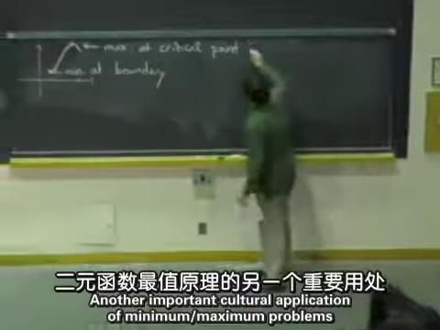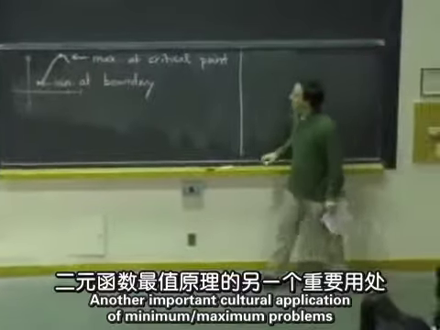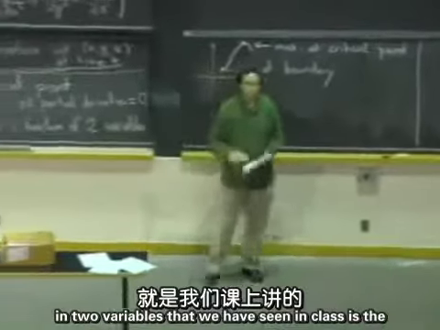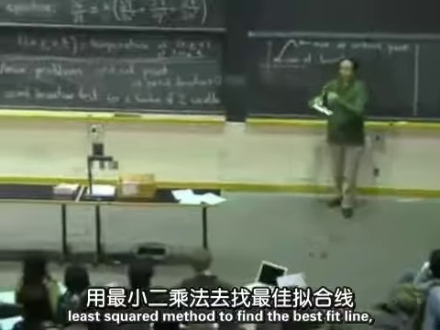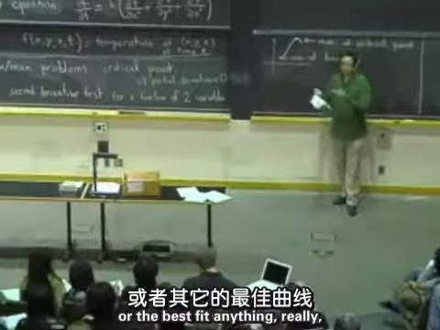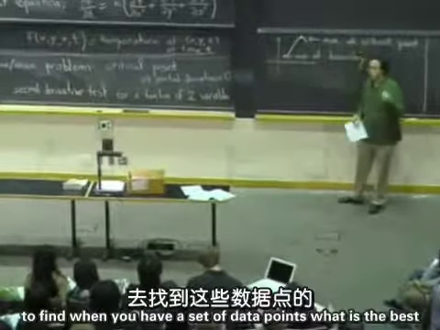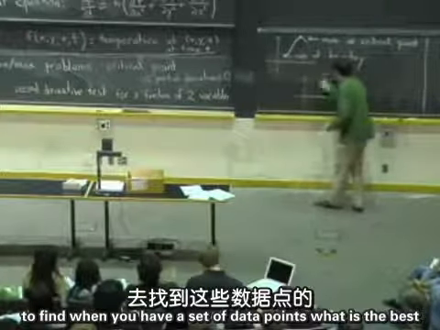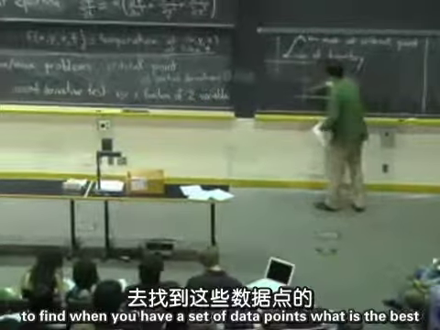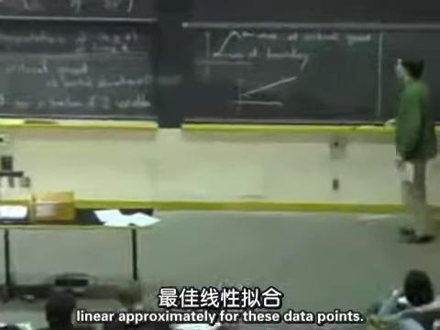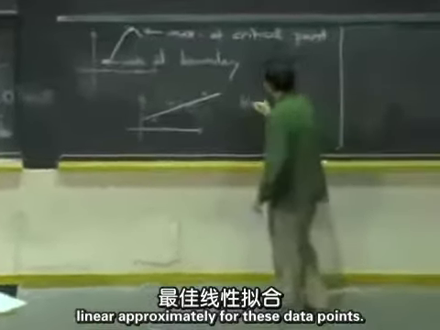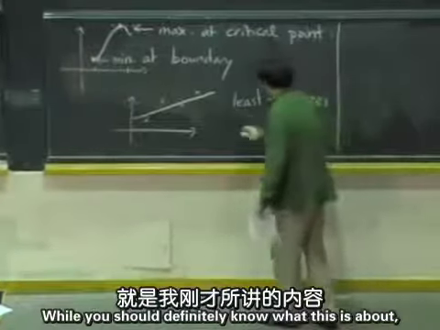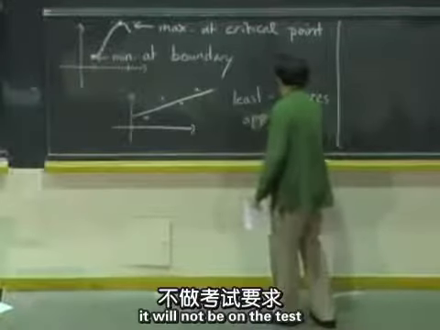So another important application of minimum maximum problems in two variables that we've seen in class is the least squares method to find the best fit line, or the best fit anything really, when you have a set of data points, what's the best linear approximation through these data points. And here I have some good news for you. While you should definitely know what this is about, it will not be on the test.